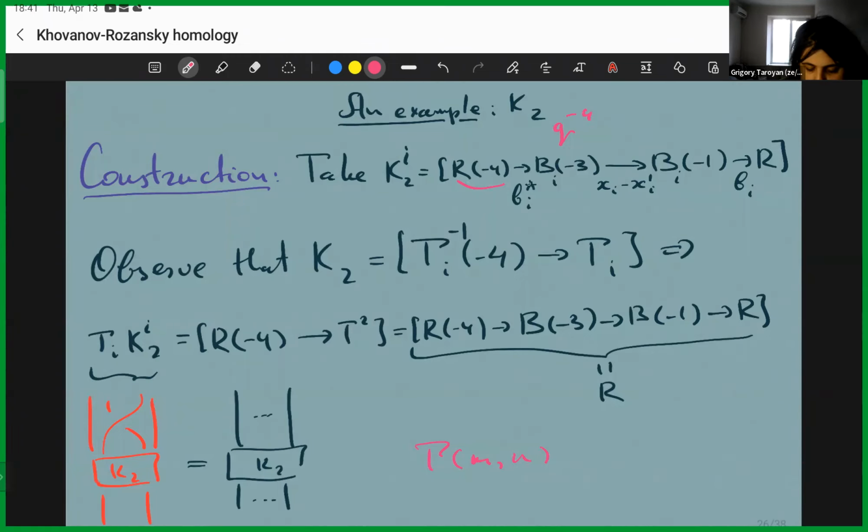So it can be easily seen that this part is just the inverse of the Rouquier complex shifted by minus 4, and this part is the genuine Rouquier complex. Now we can observe that if we multiply by the Rouquier complex from the left, this formula and the fact that the product of Ti and Ti inverse is equivalent to R leads to the following. So we obtain this, which can be easily seen to be equivalent to just R. So this means that we have an identity like this.